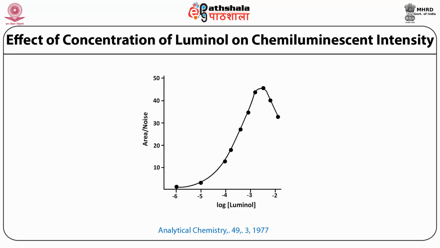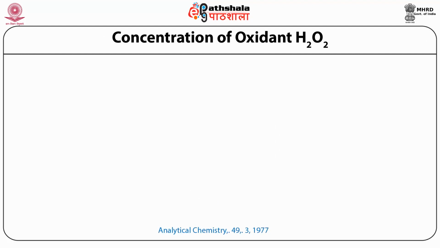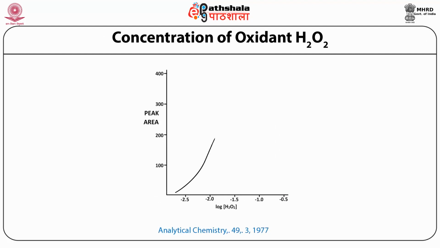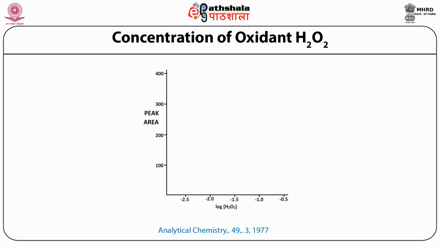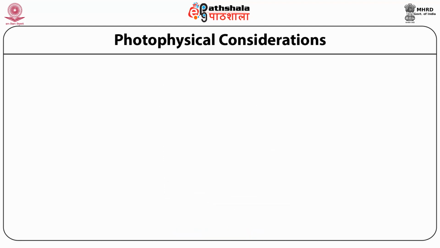This is another example, the effect of the concentration of the oxidant, hydrogen peroxide, on the chemiluminescence. This graph represents the effect of peroxide concentration on fluorescent intensity, and it can be observed that after a certain limit the luminescence does not grow with increase in concentration. Again, it may be due to the same reason, that there may be self-quenching of the system.